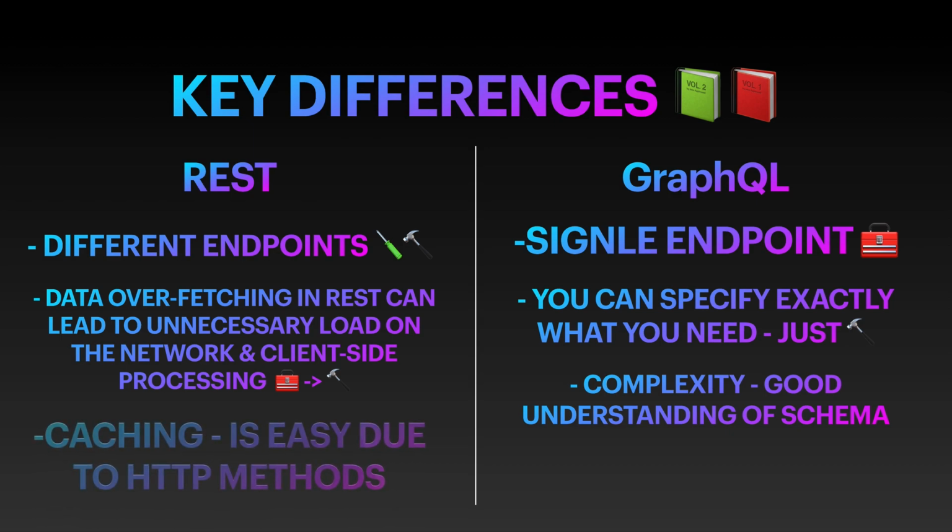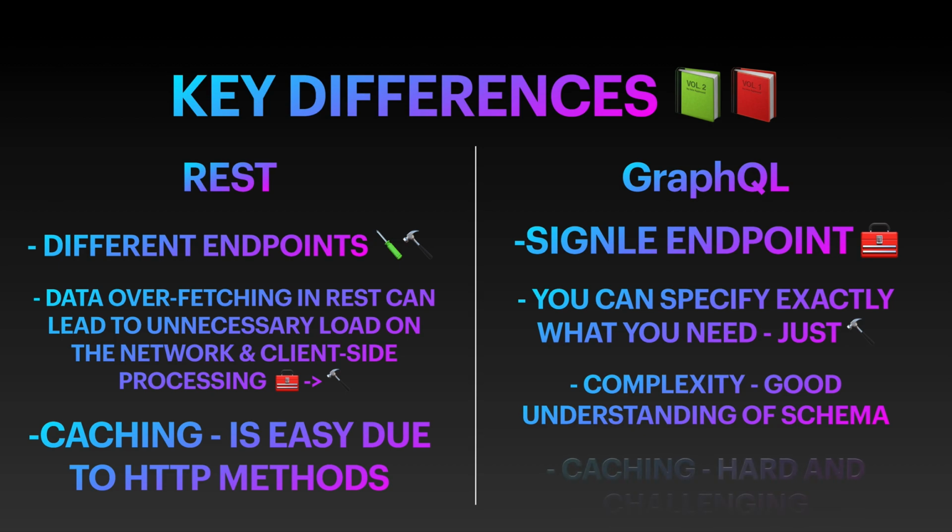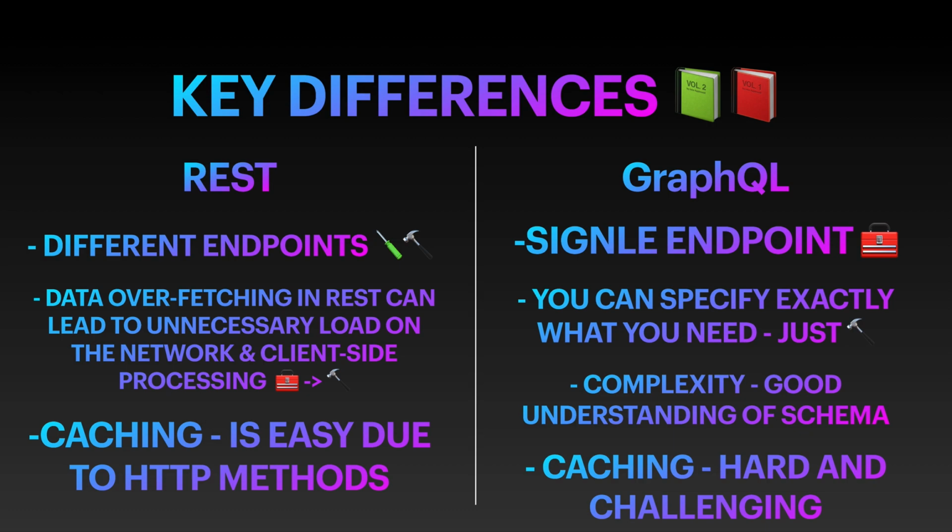Caching in REST is straightforward due to its reliance on HTTP methods and status codes. Each URL can be easily cached by standard HTTP cache mechanisms. GraphQL, lacking distinct URLs for different queries, poses a challenge in this regard, requiring more sophisticated caching strategies.